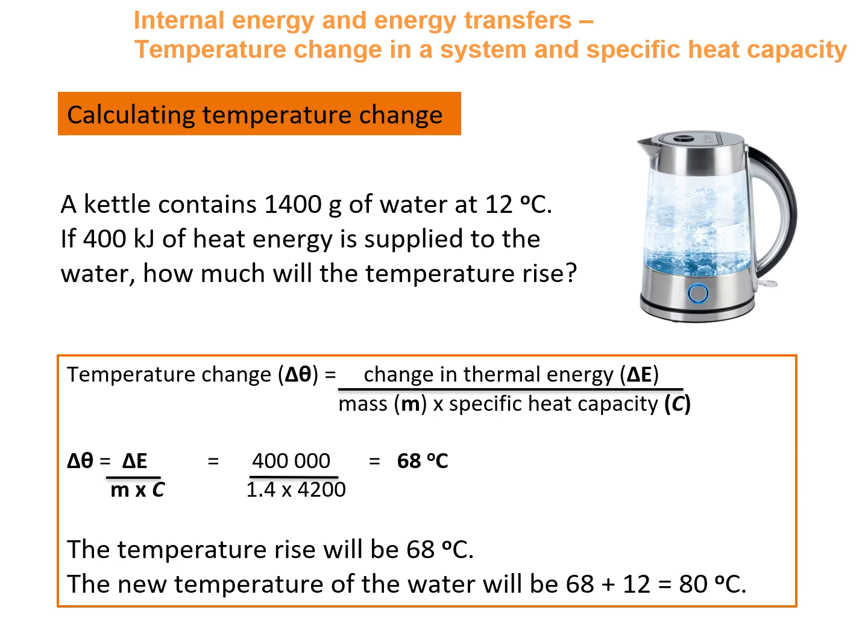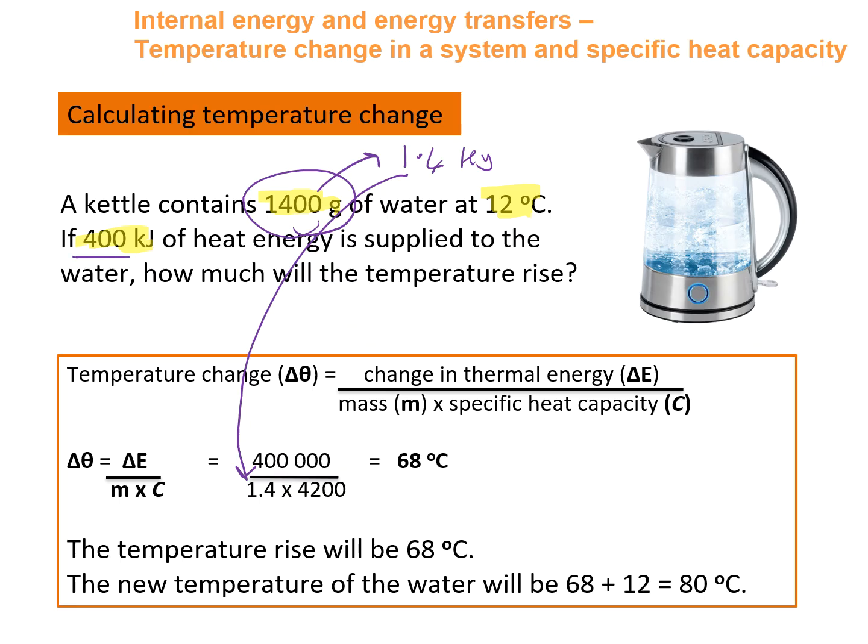The kettle contains 1,400 grams of water. The water is already at 12 degrees. And it's given 400 kilojoules of heat. So first thing I need to do is look at the mass here, which is in grams and needs to be in kilograms, so I can convert that to 1.4 kilograms, and that will go into the equation down here.